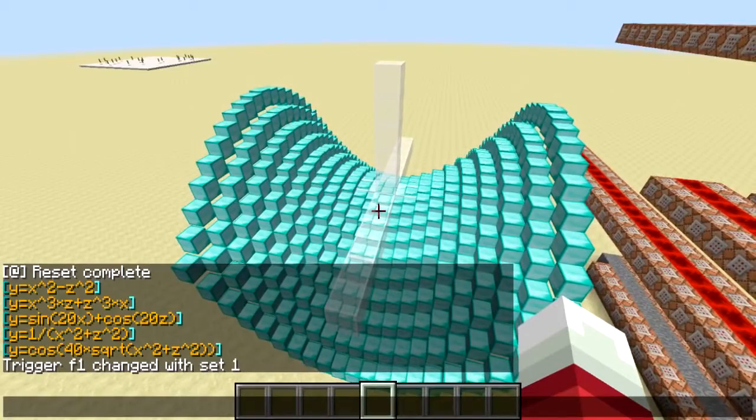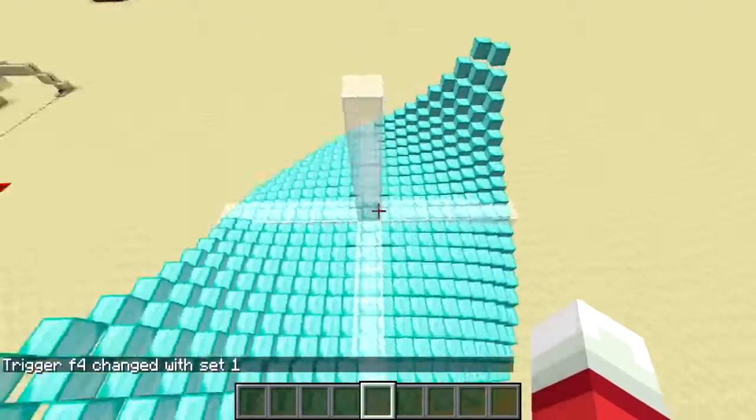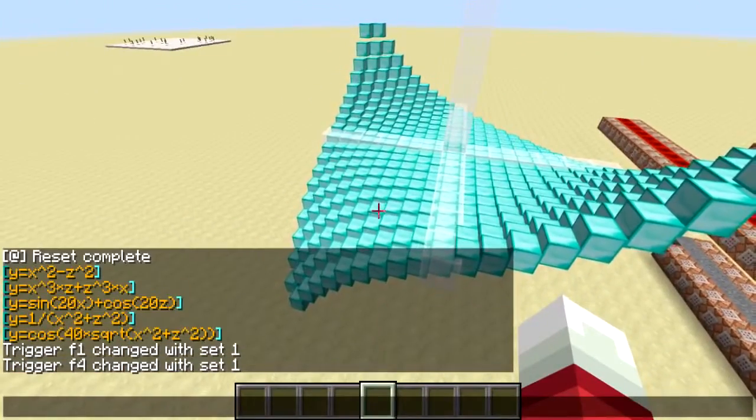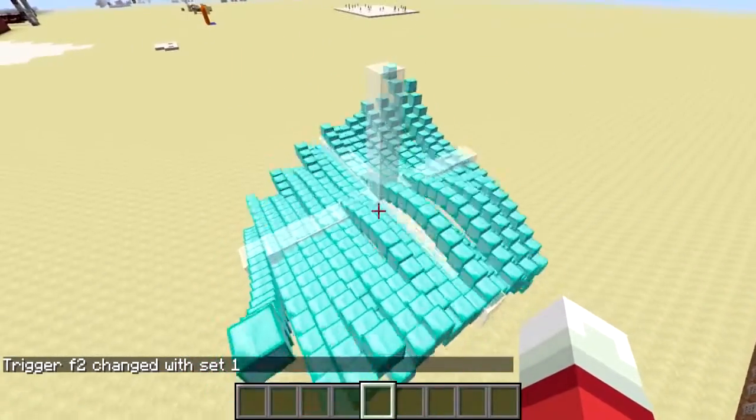We have x cubed times z plus z cubed times x. And this is going to be another kind of saddle figure, but in the other direction. This is my favorite one, sine 20x plus cosine 20z. And sine and cosine are both wavy. This one takes a little bit longer to calculate.